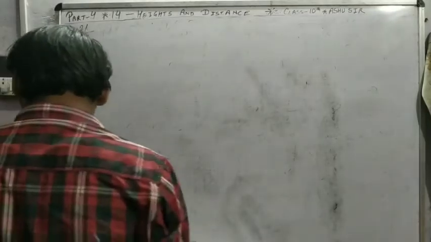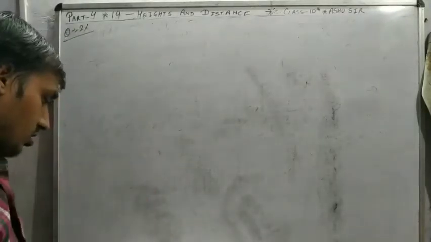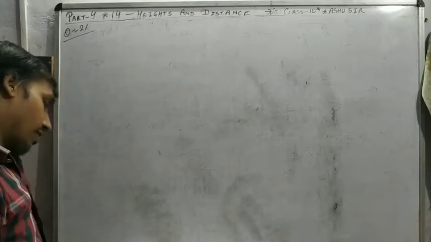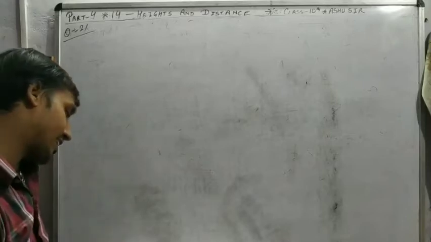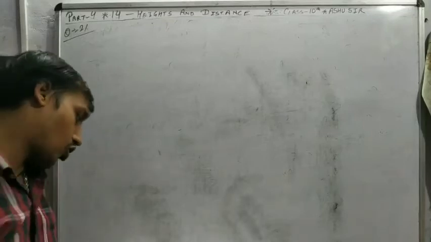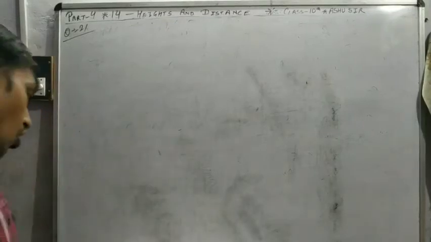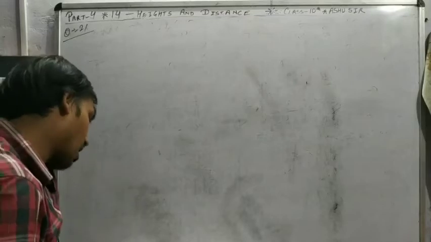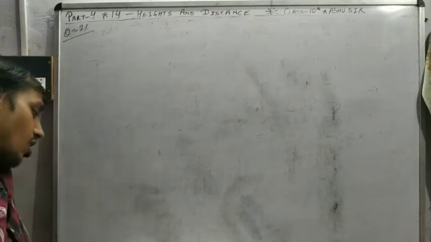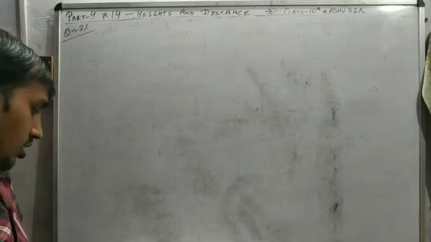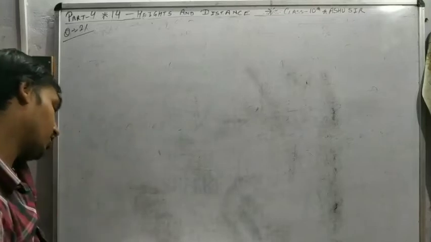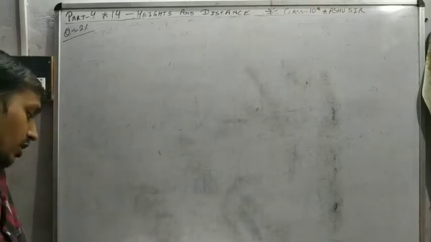Next question from your homework. Question 21. From a point P on the ground, the angle of elevation of the top of a 10 meter tall building and a helicopter hovering at some height vertically over the top of the building are 30 degree and 60 degree respectively. Find the height of the helicopter above the ground.